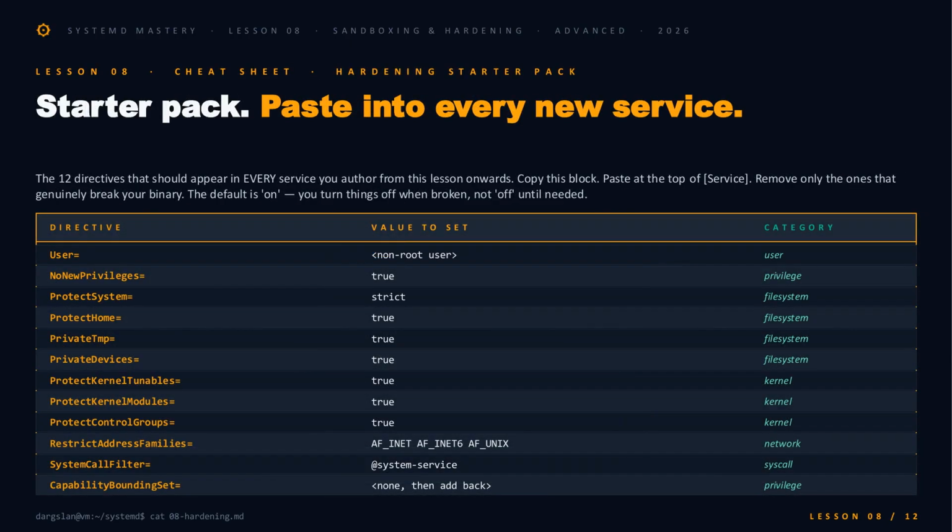So here's the practical takeaway. 12 lines, 1 block, pasted at the top of every new service section you write from today onward. Notice the shape, a non-root user, then the 4 families we keep coming back to. Filesystem locked down with ProtectSystem, ProtectHome, PrivateTmp, PrivateDevices, kernel surface sealed with the 3 ProtectKernel directives, network narrowed to just inet and Unix, syscalls filtered to the system-service set, and capabilities dropped to none. The default posture is on. You only peel something off when the binary genuinely breaks, never the other way around.